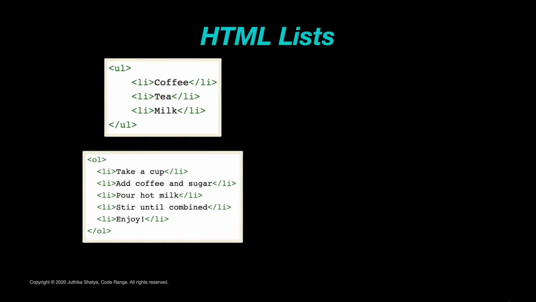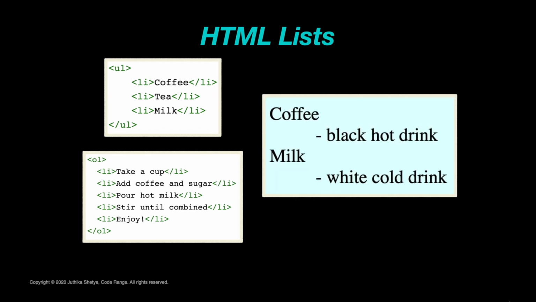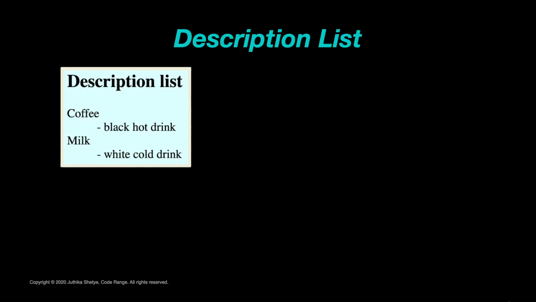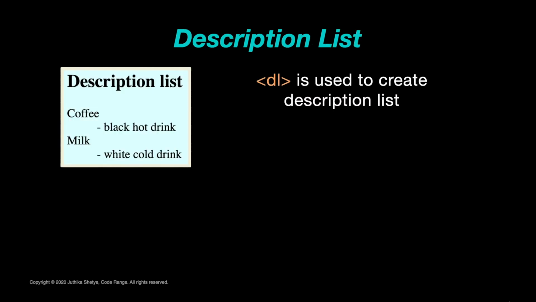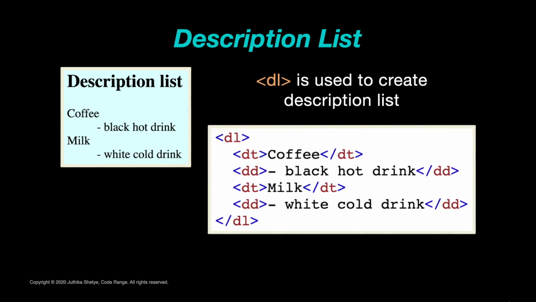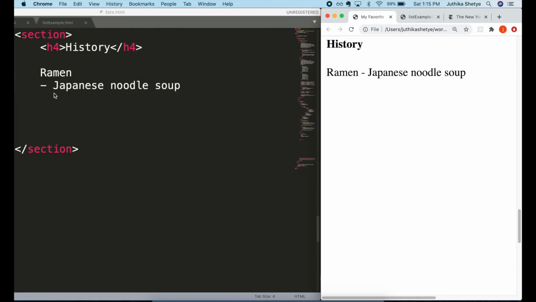With unordered and ordered lists, you have list items each wrapped in a li element. But what if you want to make a list that has items and then something to explain or define those items? In such a scenario, we can use the description list. The DL element represents a description list. The element encloses a list of groups of terms specified using the DT element and the description specified by the DD elements.